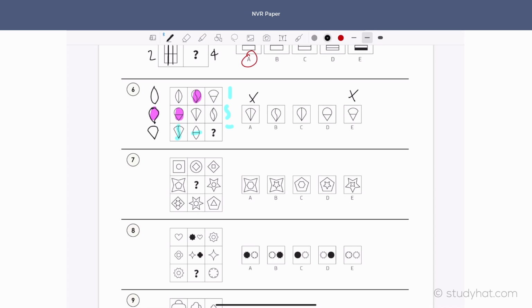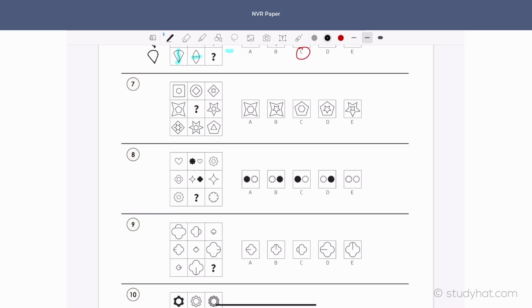So that makes me think we're going to want C. Number 7. A little bit more tricky, this one, but you can figure it out. Can you see what's happened here? Look at the way that this circle has become this circle, and this diamond has become this diamond.